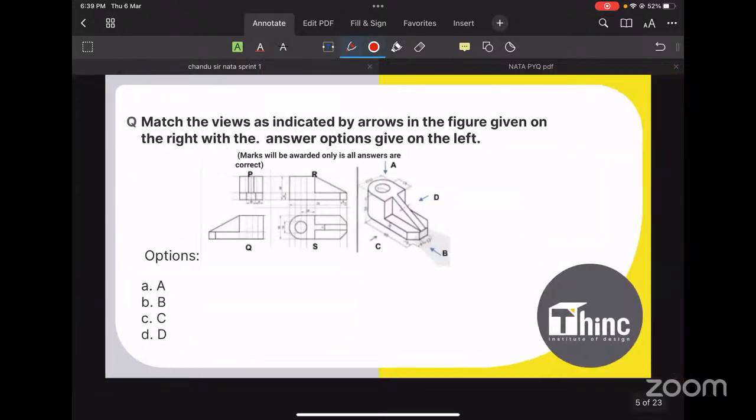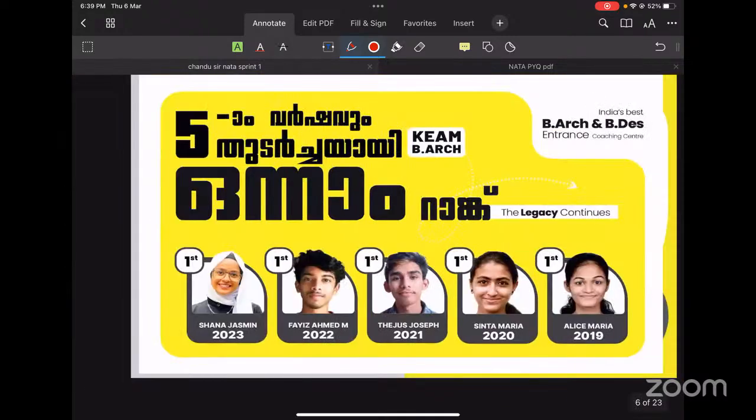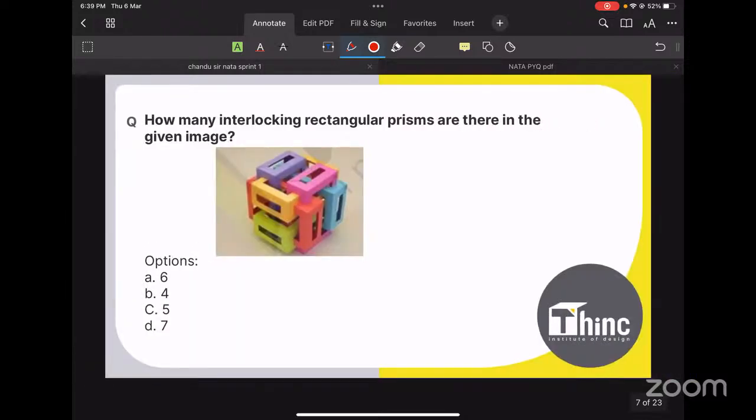So next, another question we can solve over here. How many interlocking rectangular prisms are there? Okay. How many interlocking rectangular prisms?